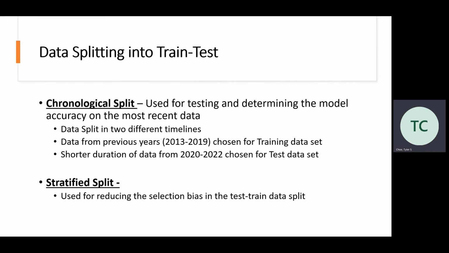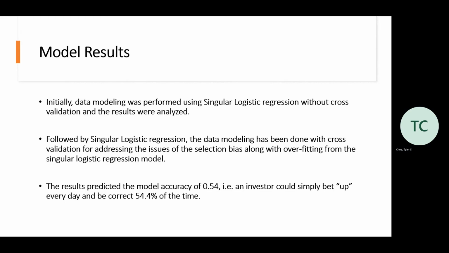The stratified split was something we did after the chronological split. Earlier I mentioned that the overall data had a 54% uptrend and 46% downtrend, and this stratified split was really to help reduce selection bias in the overall training and test data split, using that proportion in both the training and test data set. After we ran the logistic regression model using the training and test data set, we found that the prediction accuracy was about 55%, which is pretty much in line with what the dependent variable was already at, around that 54%.